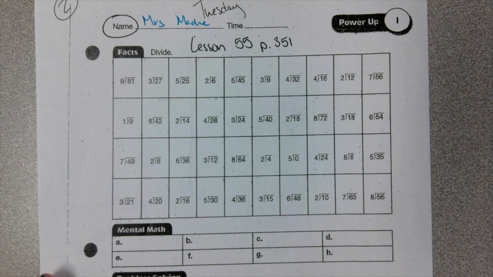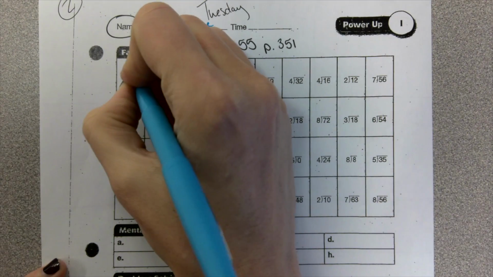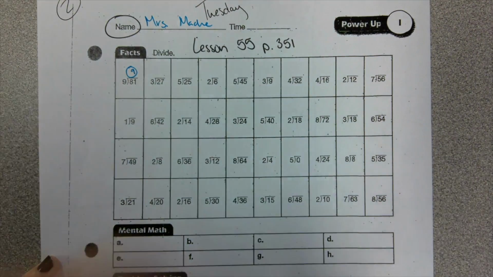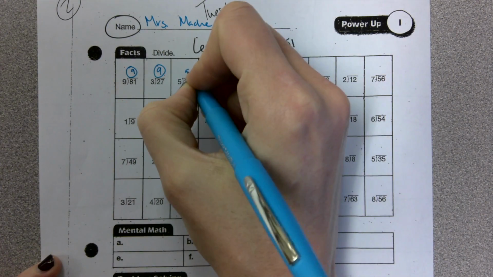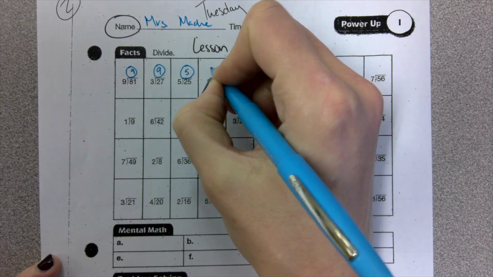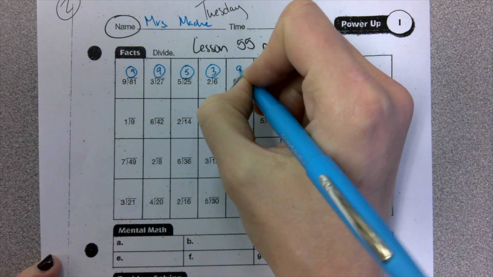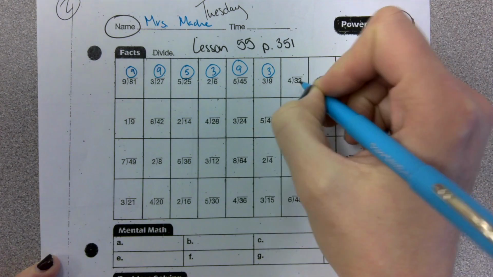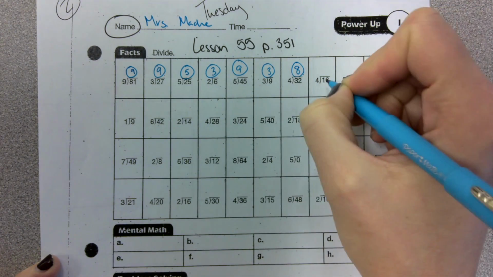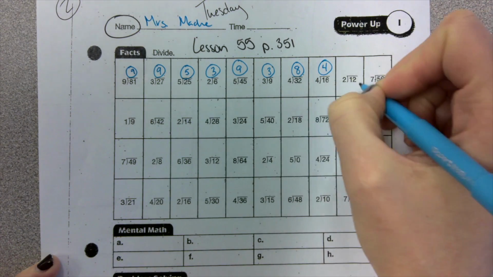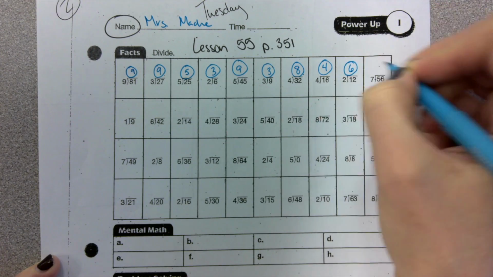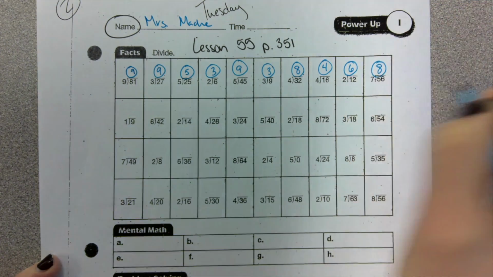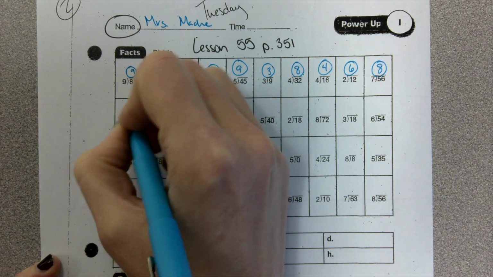Let's correct these together. 81 divided by 9 is 9. 27 divided by 3 is 9. 25 divided by 5 is 5. 6 divided by 2 is 3. 45 divided by 5 is 9. 9 divided by 3 is 3. 32 divided by 4 is 8. 16 divided by 4 is 4. 12 divided by 2 is 6. 56 divided by 7 is 8. 9 divided by 1 is 9.